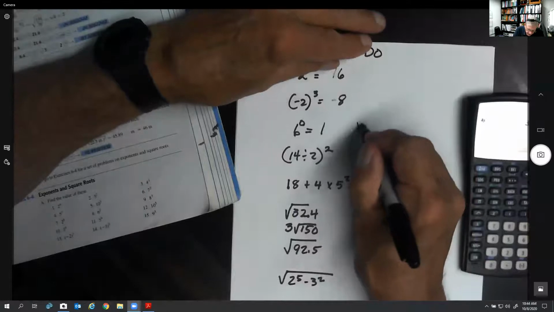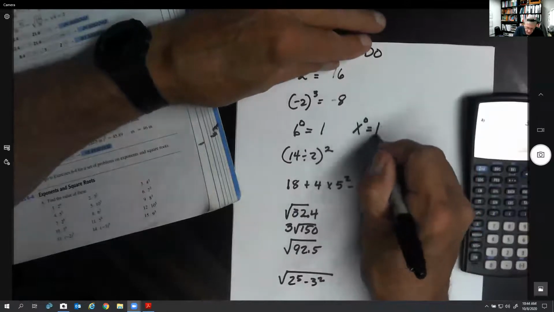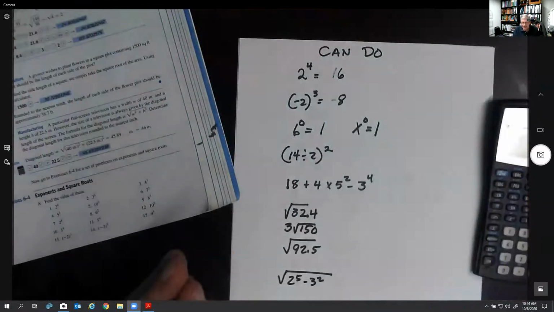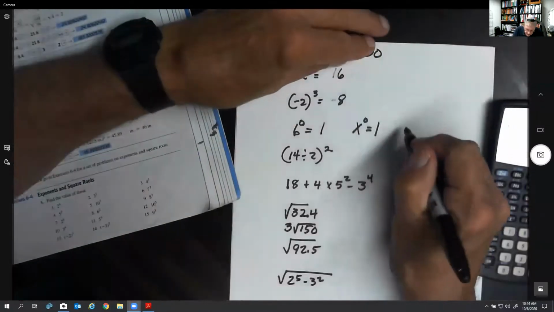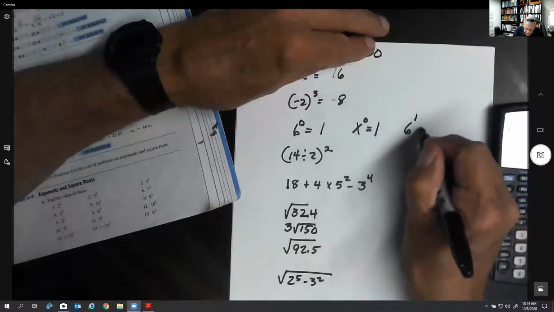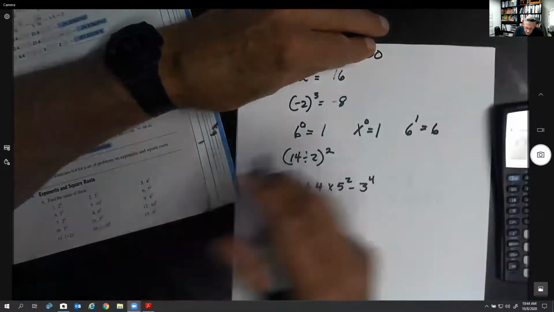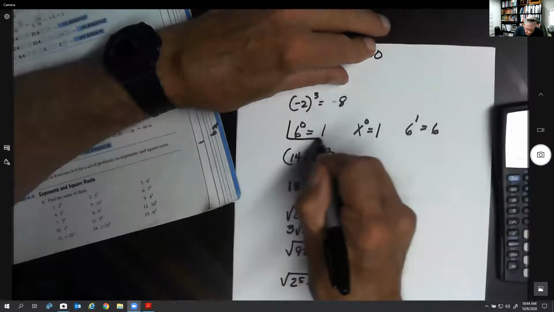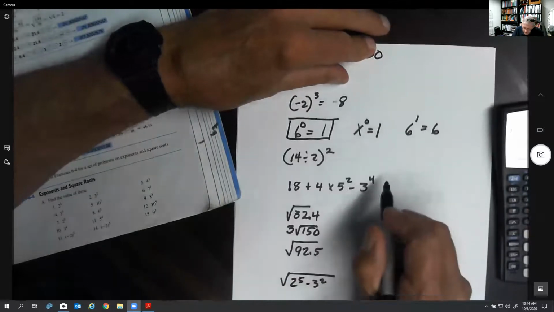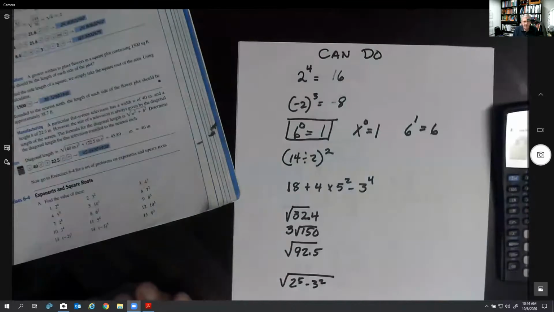It's always 1. Anything to the 0 power is 1. Anything to the power of 1 is itself. So 2 important concepts. Anything to the 0 power is automatically 1. Don't ask me why. Later on you'll find out. And you wish you didn't ask.